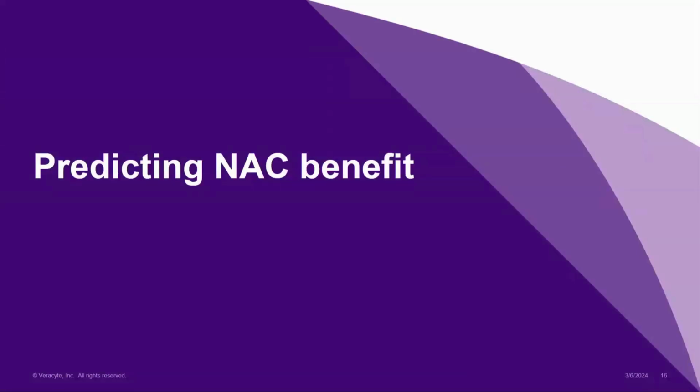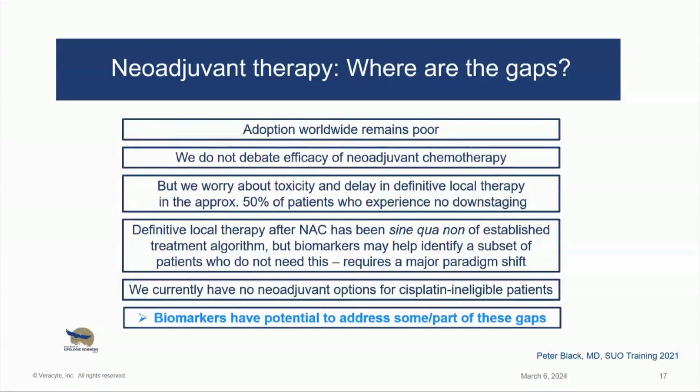Okay. So how do we predict NAC benefit? This is one of the original ideas behind the Decipher assay. And I borrowed this slide from Peter because I really like it. It gives you some sense of why neoadjuvant therapy needs biomarkers to help decide whether or not we should use it. I won't belabor all of these points. What I like the most about this one is Peter's suggesting here, and correct me if I'm wrong, Dr. Black, that there is a subset of patients who might not actually need chemotherapy, but we're giving it to them anyway, particularly in the US.